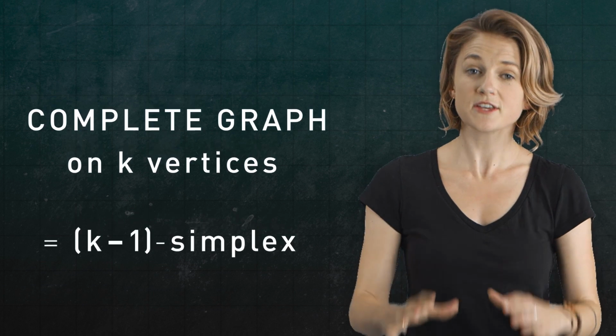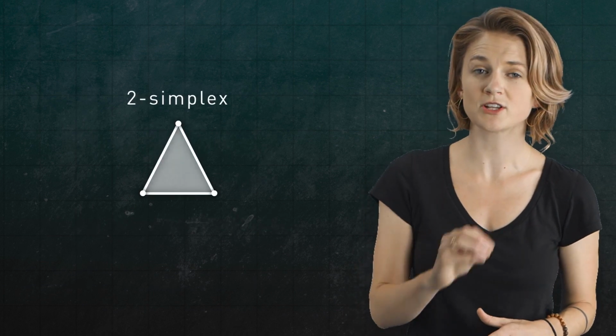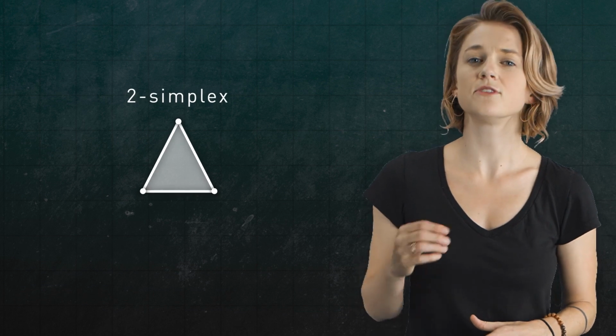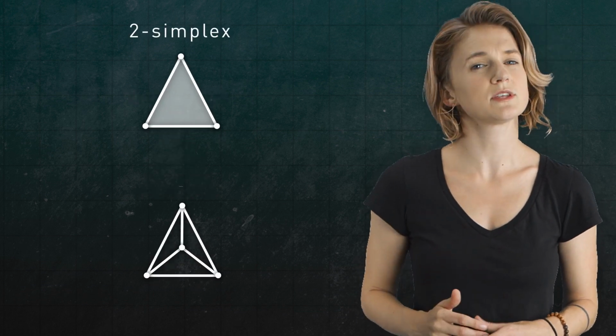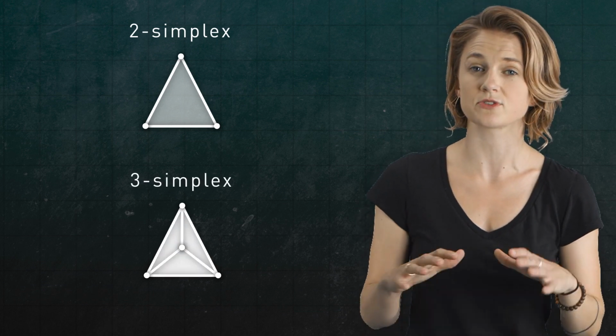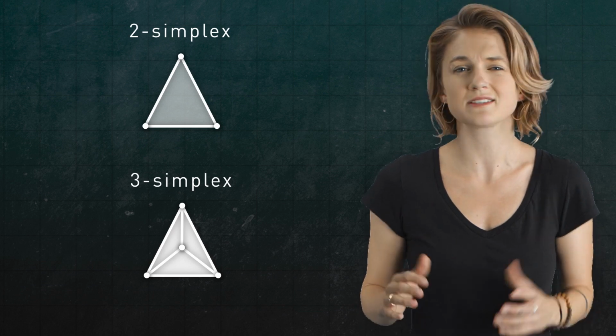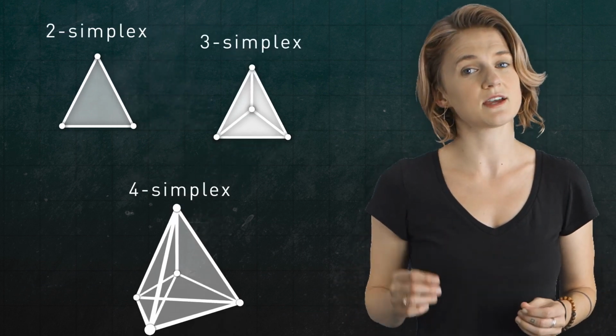For example, this complete graph on 3 vertices becomes a 2 simplex when we fill in the two-dimensional triangular face. This complete graph on 4 vertices becomes a 3 simplex when we fill in the two-dimensional triangular faces and the three-dimensional tetrahedral solid. A 4 simplex is difficult to imagine. It lives in 4-dimensional space. But this diagram shows the vertices and edges. A simplicial complex is basically just a bunch of simplices, possibly of different dimensions, considered as one collective unit.